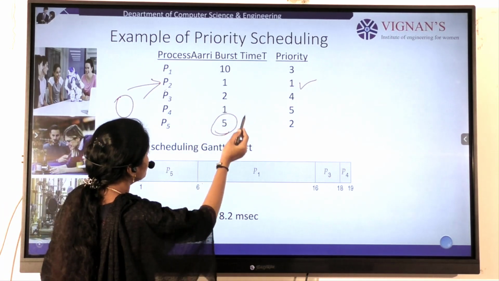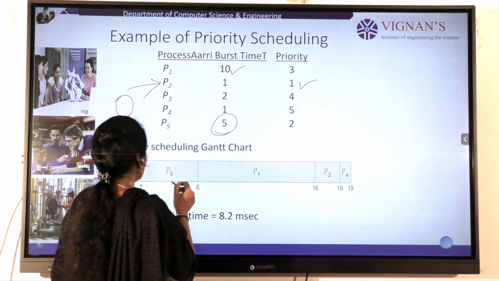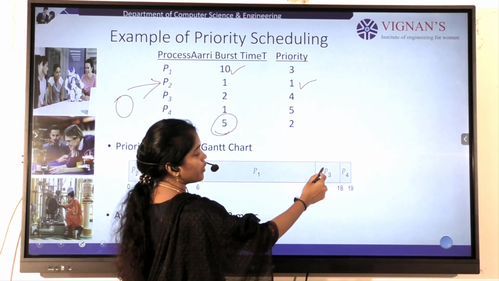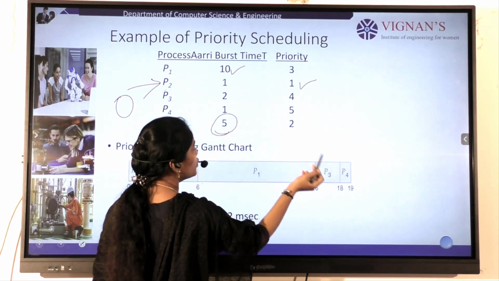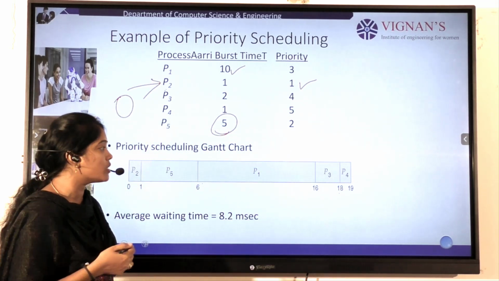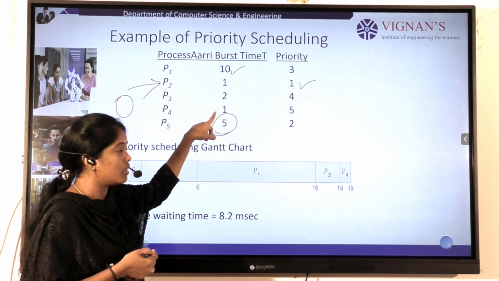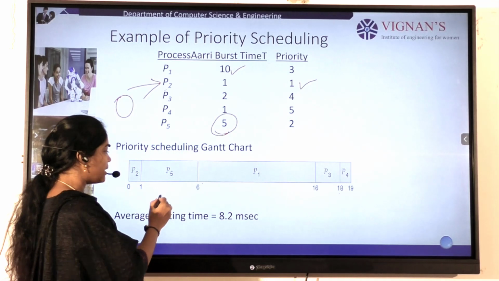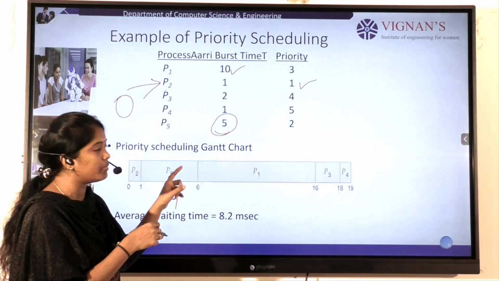The next highest process is P1 and its burst time is 10 seconds, so a total of 16 seconds is allotted for P1, P2 and P5. The next highest priority process is P3, which will be executed for 2 more seconds, up to 18 seconds. Finally, P4 is the lowest priority process, and it will enter execution with a burst time of 1 millisecond. So a total of 19 milliseconds will be allotted for the completion of execution of processes P1, P2, P3, P4, P5.